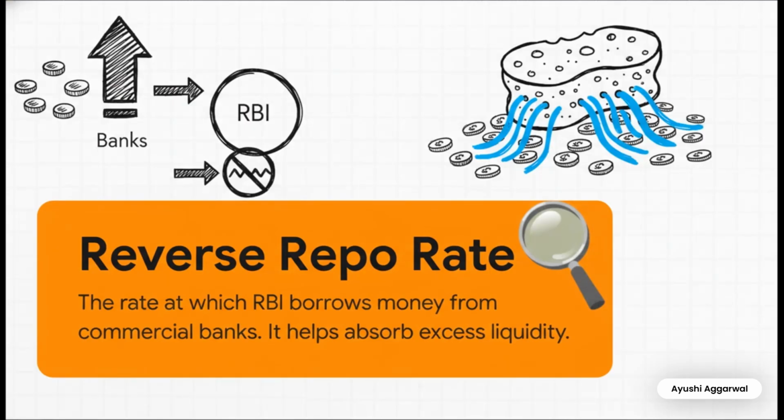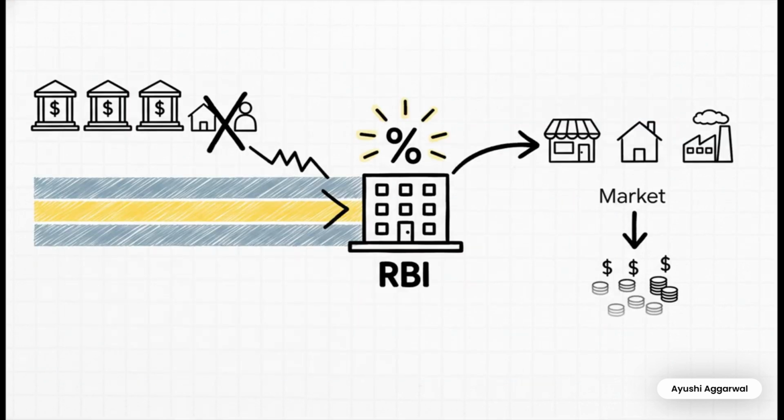All right, next up is the reverse repo rate, and just like the name says, it's the total opposite of the repo rate. This time, it's the rate at which the RBI borrows money from the commercial banks. You might be asking, why would the RBI borrow money? Well, it does this when there's just too much cash floating around in the system and it needs to soak up that extra liquidity.